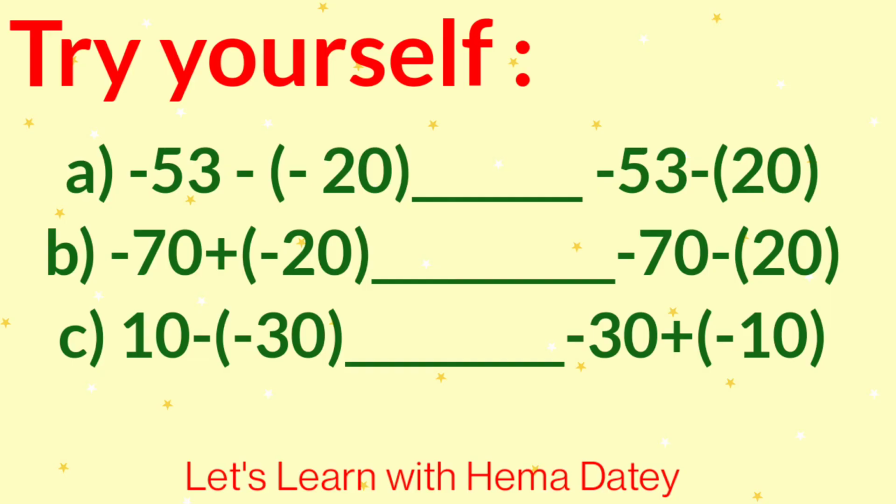Now try yourself. A part. -53 minus -20 blank -53 minus 20. B part. -70 plus -20 blank -70 minus 20. C part. 10 minus -30 blank -30 plus -10.